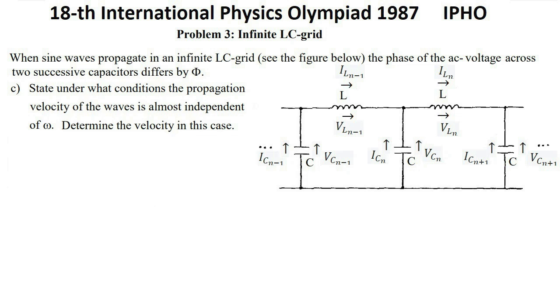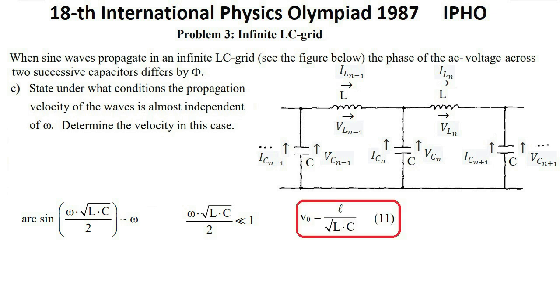Question C. State under what conditions the propagation velocity of the waves is almost independent of omega. Determine the velocity in this case. Solution of question C. Almost independent means that this arcsine must be proportional to omega since speed v is constant in that case. This is true only for small values of omega. That means omega multiplied by square root of LC divided by 2 is much less than 1, and therefore V0 equals L over square root of LC. Expression 11. That was the solution for question C.